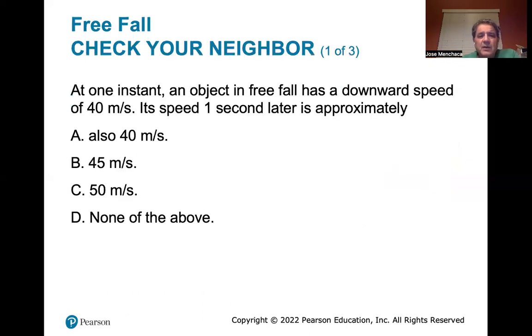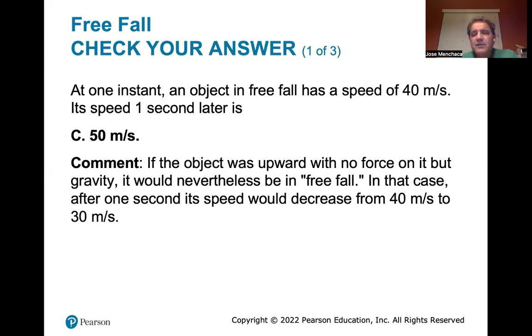Okay? At one instant, an object in free fall has a downward speed of 40 meters per second. Its speed 1 second later is, well, we're using a gravitational acceleration of 10 meters per second squared. In other words, every second, it's going to increase by 10 meters per second. So if it's 40 meters per second, 1 second later in free fall, it's going to be what? It's going to be 50 meters per second.